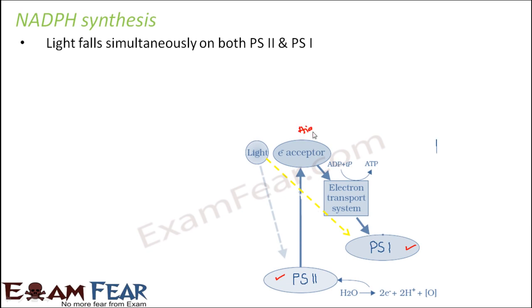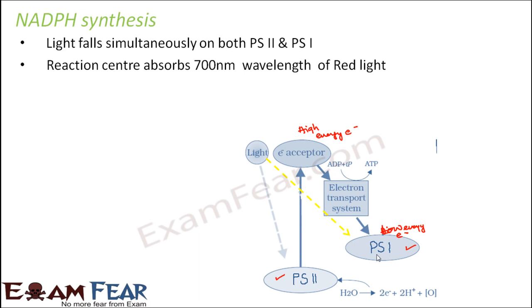You remember I told you the electron had high energy here. But by the time it reached PS1, it became a low energy electron. But since sunlight is also falling on PS1, this low energy electron also gets excited. How? Because PS1 also has a reaction center with chlorophyll a P700, which is good at absorbing the 700 nanometer wavelength of light.